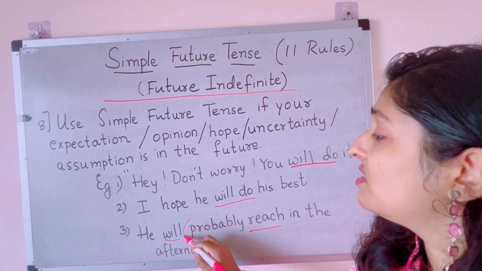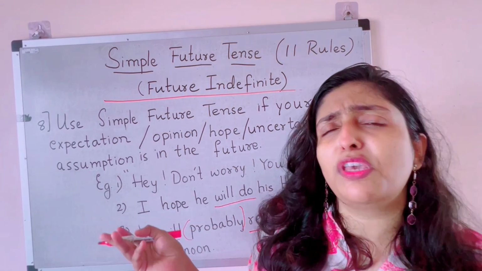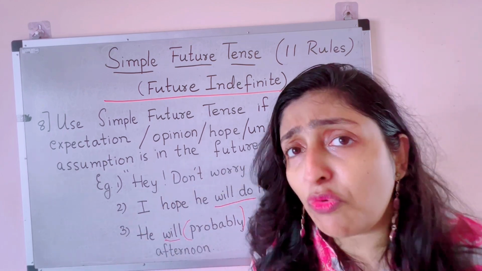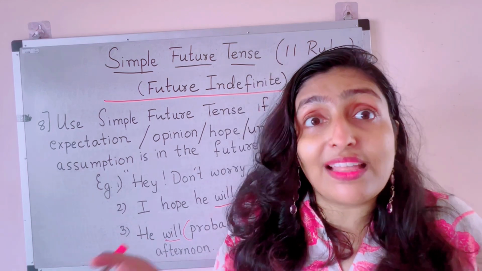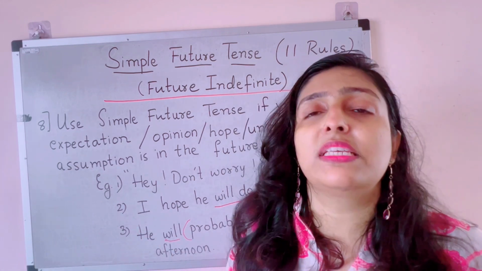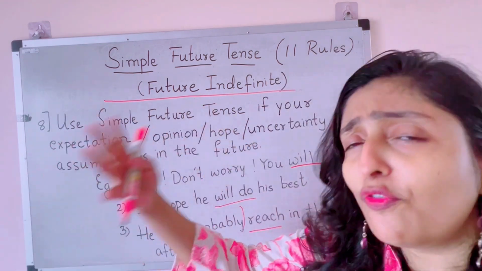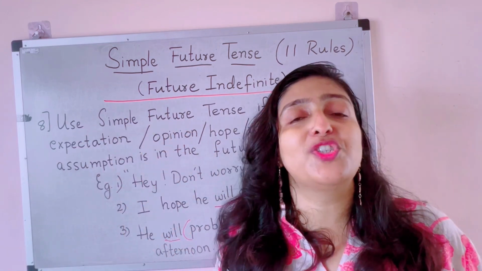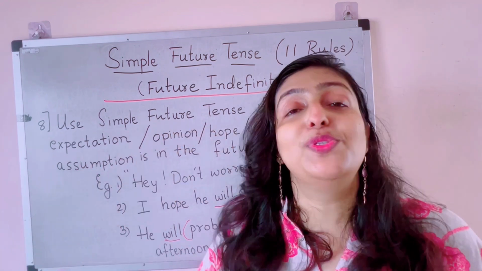Third example is he will probably reach in the afternoon. Probably is the adverb. Will reach is in simple future tense. So he will probably reach in the afternoon. Most probably it will happen. It is very likely to be true. It is very likely to happen. I mean, I don't have any option to think otherwise. I don't have any reason to think the opposite of this. He informed me that he will reach in the afternoon. So if it is an expectation, your opinion, or your viewpoint, your hope, your uncertainty, your assumption, your guess, your prediction in the future, then you can use simple future tense.